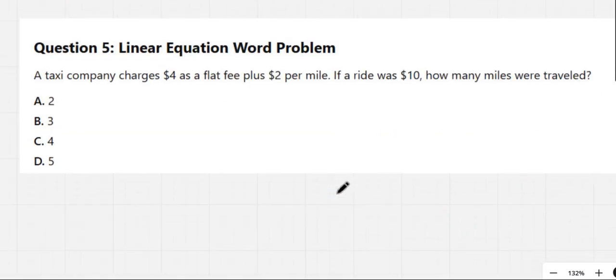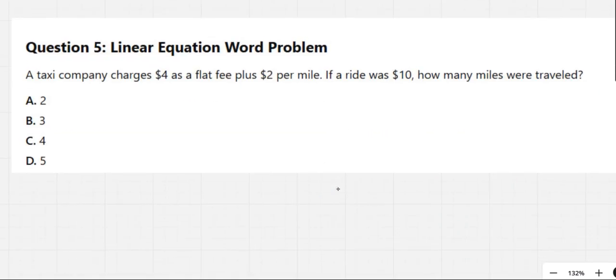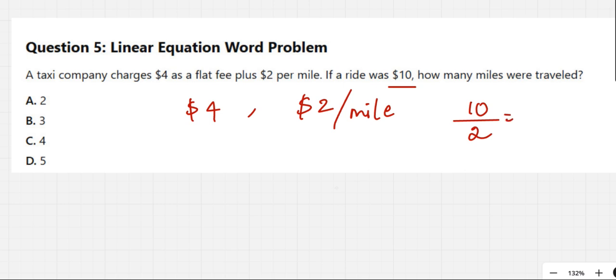The fifth one. A taxi company charges $4 as a flat fee plus $2 per mile. Alright, if a ride was $10, that means 10 divided by $2 is going to be 5 miles. That's the question as well. How many miles did they travel?